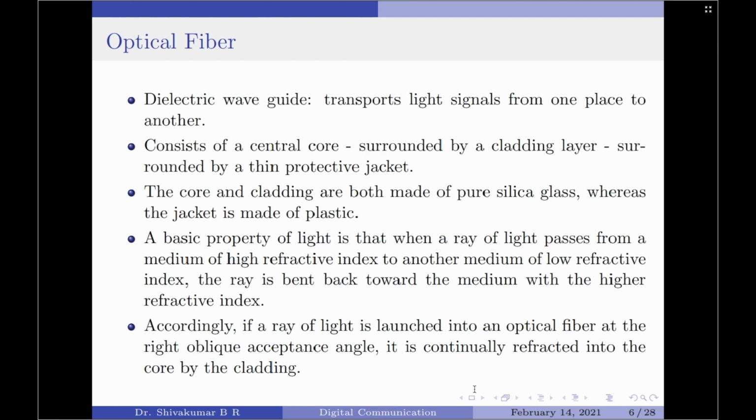Accordingly, if a ray of light is launched into an optical fiber at the right oblique acceptance angle, it is continually refracted into the core by the cladding. That is, the difference between the refractive indices of the core and the cladding helps guide the propagation of the ray of light inside the core of the fiber from one end to the other.